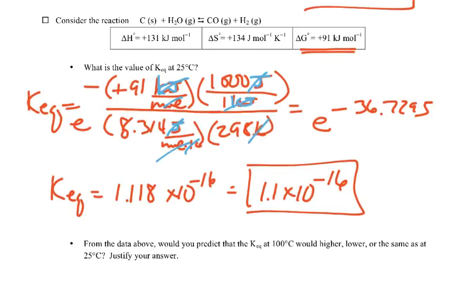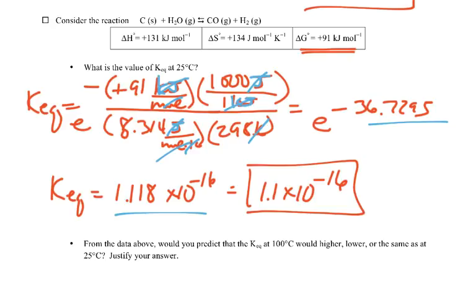So I have e to the negative 36.7295, and I've just put that in my calculator. I got this number, so I would report this as 1.1 times 10 to the negative 16, and that's my KEQ value for this.